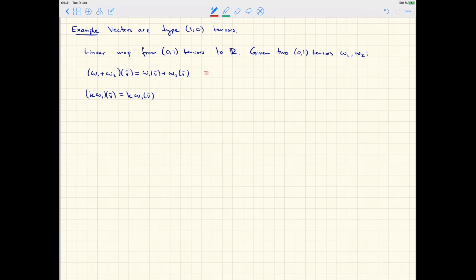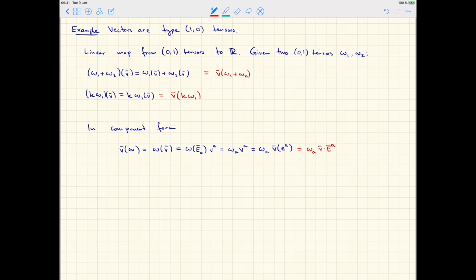Given a fixed vector v, we can define its action on (0,1) tensors through precisely these relations, which makes v as a map from (0,1) tensors to real numbers a linear map. In component form, v acting on omega, being defined as omega acting on v, is omega acting on the basis vector e_a multiplied by the vector component v^a. This is omega_a v^a, which can also be written as omega_a multiplied by the vector v acting on the basis tensor E^a. And we should here note that this is equal to omega_a multiplied by the inner product of v and the dual basis vector E^a.